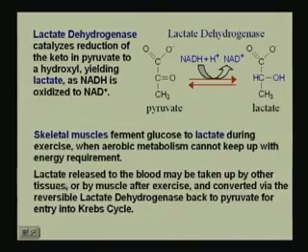So, the lactate released to the blood may be taken up by other tissues or by the muscle after exercise and converted via the reversible lactate dehydrogenase back to pyruvate to get into the Krebs cycle, okay. So, this is sort of a stopgap situation where we would have in the lack of aerobic metabolism that would lead to the lactate formation where there is not enough oxygen present.